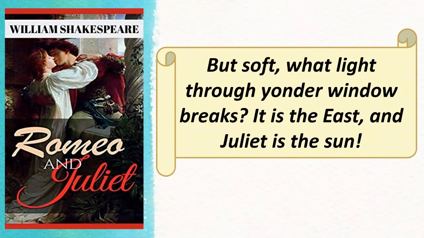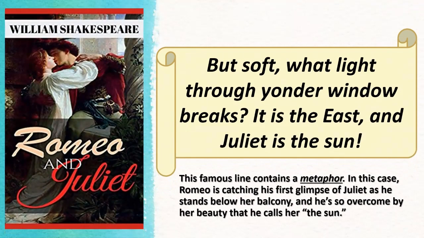So this famous line contains a metaphor. Romeo is catching his first glimpse of Juliet as he stands below her balcony, and he referred to Juliet as the sun. Her beauty is like the sun.